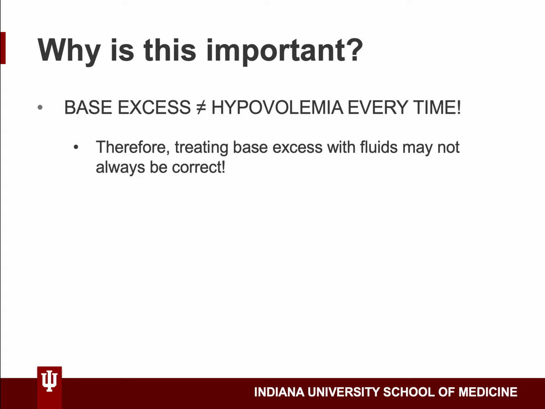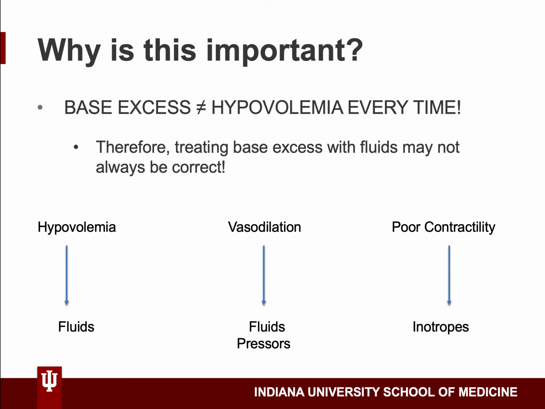We're taught by standardized tests that in the OR, a negative base excess value indicates hypovolemia. However, we now know that a base excess on ABG can either be due to distributive, cardiogenic, or hypovolemic processes. Treating a negative base excess with fluids may help the values normalize if the etiology is hypovolemic, but as we discussed, the base excess can also be negative due to vasodilation, which would require pressors, or poor contractility, requiring inotropes.